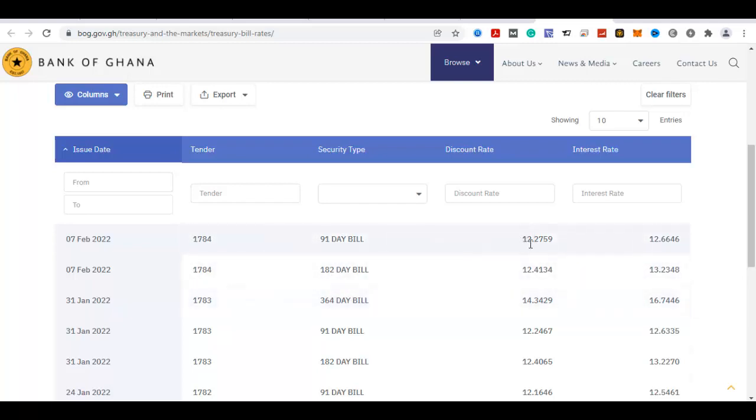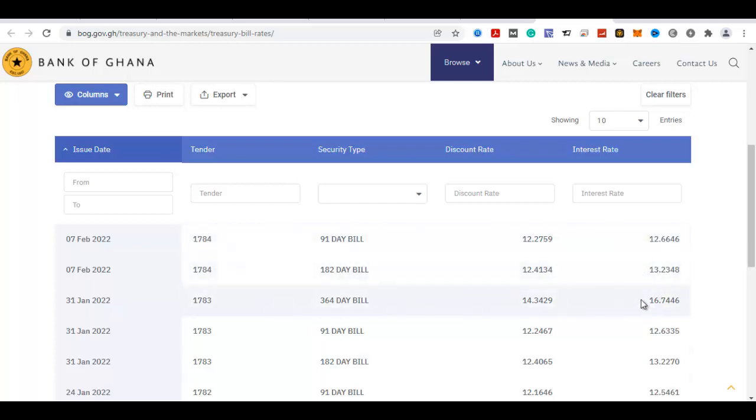So this is the discount rate. So it means you buy it at this discount. So it depends on what amount of money you have. For the 91-day bill, you are buying it at 12.2759%. And then the 182 days, 12.4134. And then the 364-day bill, you buy it at a discount of 14.3429. So you see, the longer the duration of the bill, the higher the discount rate, and then the interest rate as well.